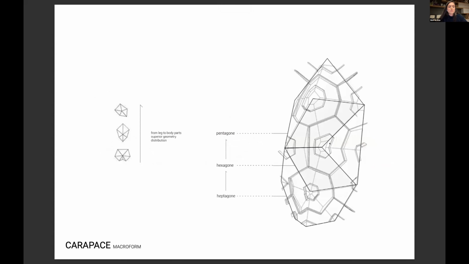Plywood is a material that allows itself to compose modular relations between different scales of units. Due to its modularity, the macroform consists of triangles which form superior geometries, such as heptagons on legs, hexagons and pentagons on body parts. Through these superior geometries, we expand and shrink our macroform according to the needs.